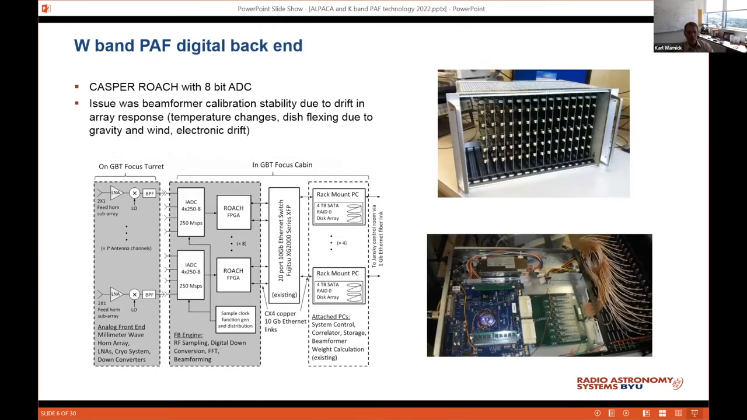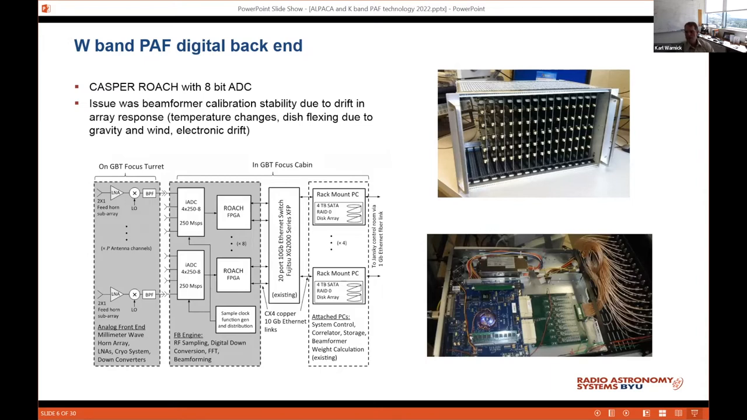Here's the digital signal processing. You can see we use ROACH boards, part of the CASPER framework that I'll talk about quite a bit in a few slides. A network switch to distribute data so that each array element can be combined with all the others. And then PCs to do the final processing and storage.